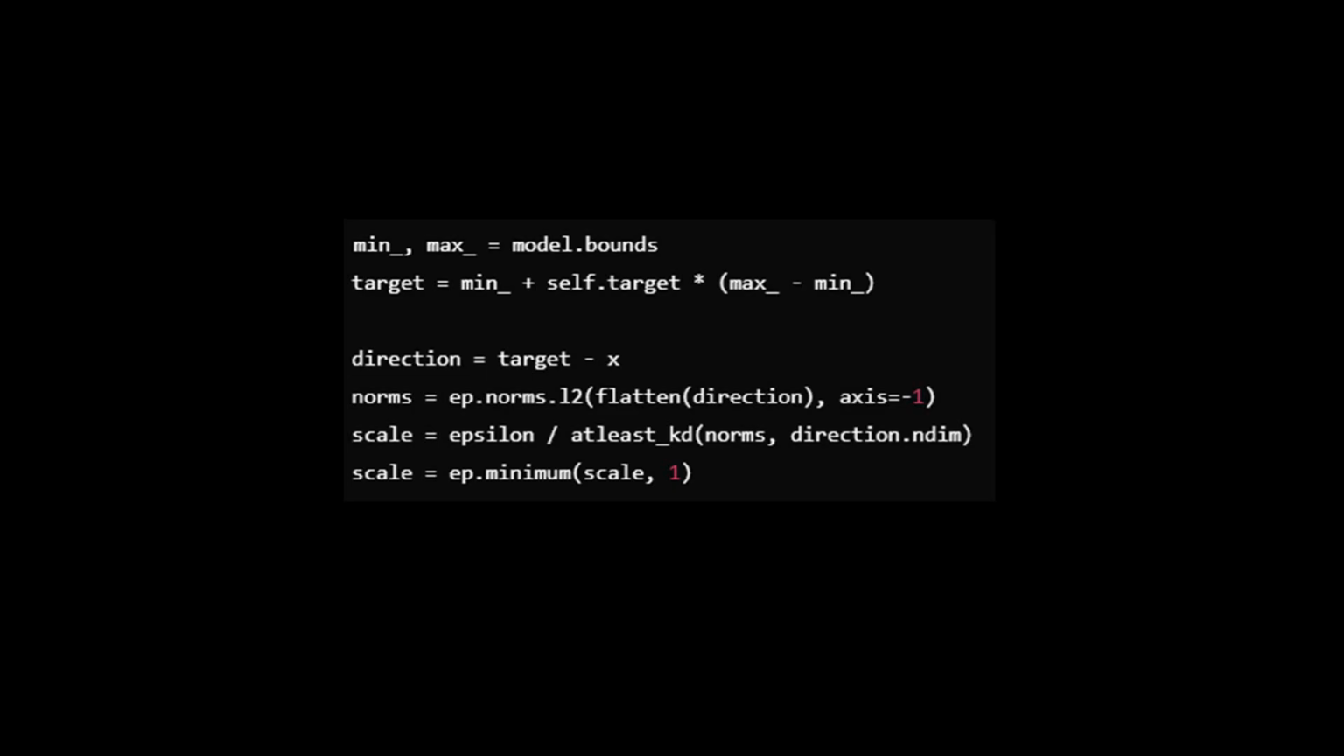The L2 norm of the direction is calculated, which gives a measure of how much the pixels differ from the target's contrast value. Scale is the factor that will be applied to the perturbation. It is computed by dividing epsilon by the L2 norm. The scaling ensures that the perturbation stays within the specified bound, which is the epsilon, and if it's larger than 1, it is capped to 1.